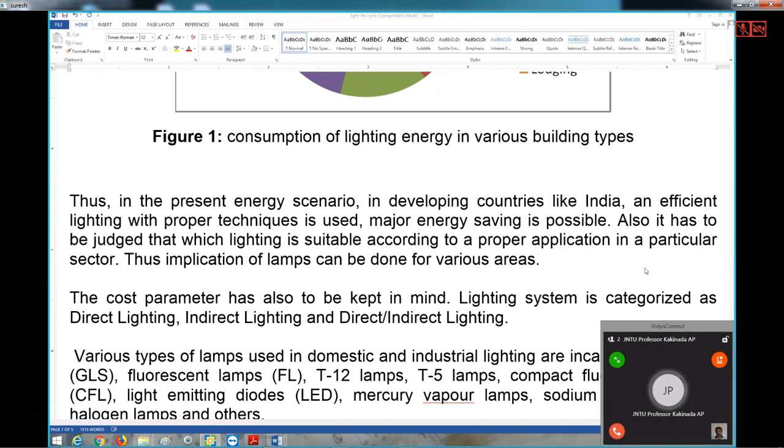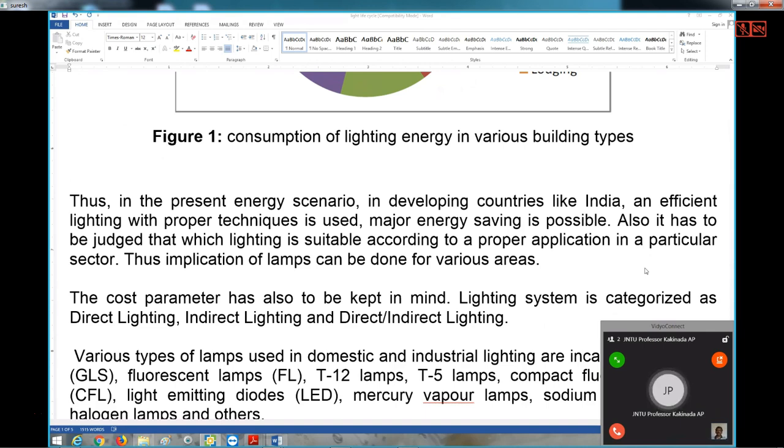Other olden days lamps available are fluorescent tubes, mercury vapor lamps, and sodium vapor lamps. In all of these, they consume more power, and power loss is also more. Nowadays we have LED technology, which is based on semiconductor devices. They consume less power, and the temperature produced is also less.